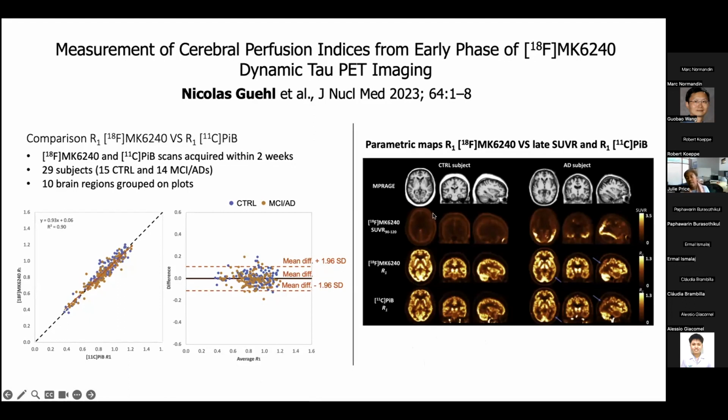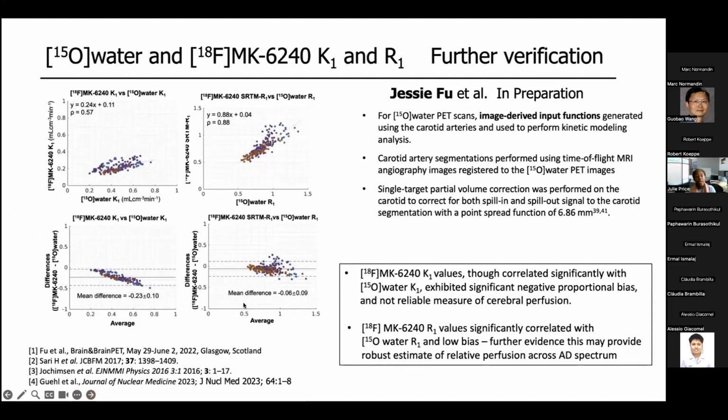So if you don't have O15 water, one option might be, if you do have some dynamic PIB data, to relate the R1 for a new radiotracer relative to PIB. And then this group is also working on finalizing relationships between O15 water and MK.